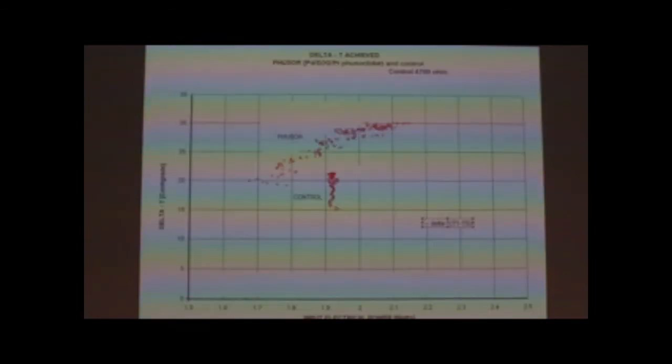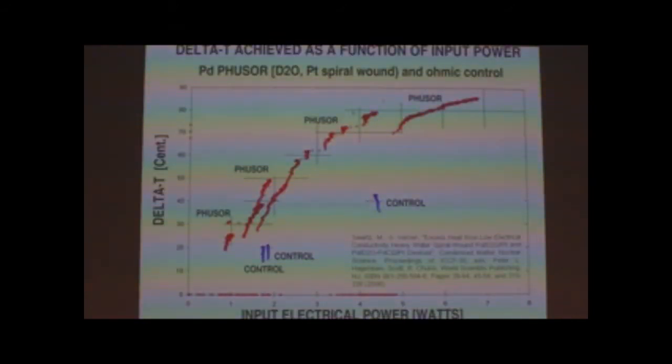Let's jump ahead. Here again, what we see is when we learn how to control the optimal operating points, we get a nice delta T over the control. Here we see it in multiple regions. Here we're looking at input electrical power from 0 to 8 watts, and a delta T comes up here to 80 C. We can boil off.